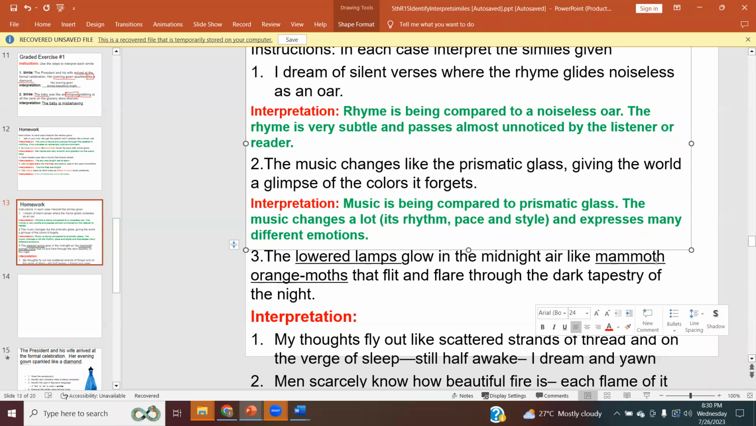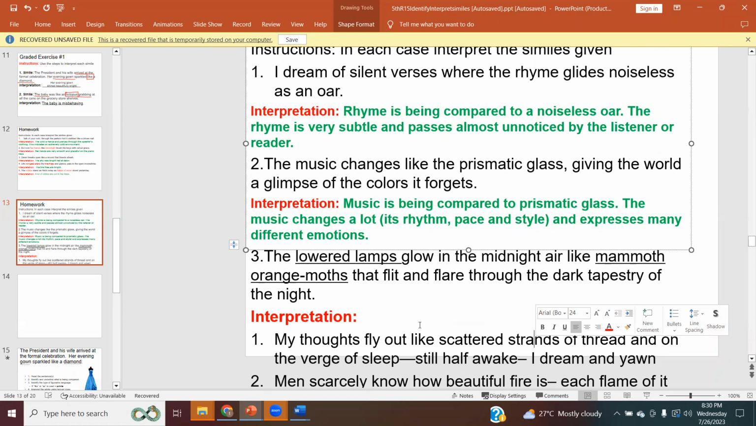What does mammoth mean? Somebody else know? Huge, big. Very good. What are mammoth orange moths? Big orange moths. Say it again. Big orange moths. That's correct.